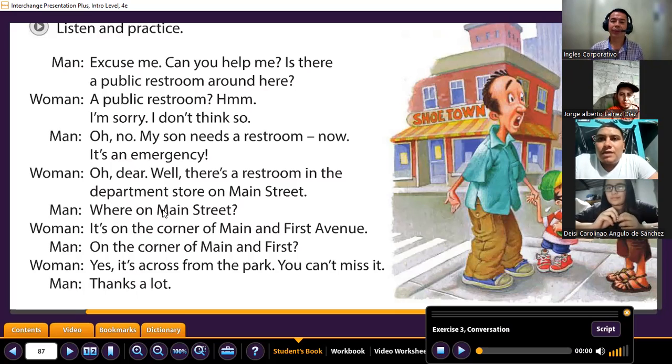Excuse me, can you help me? Is there a public restroom around here? A public restroom? I'm sorry, I don't think so. Oh no, my son needs a restroom. Now it's an emergency. Oh, there is a restroom in the department store on Main Street. Where on Main Street? It's on the corner of Main and First Avenue. On the corner of Main and First? Yes, it's across from the park. You can miss it.